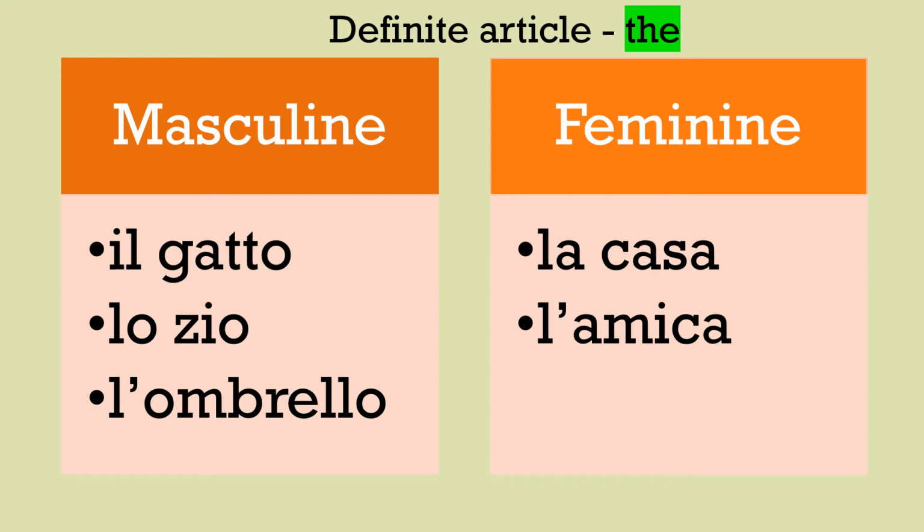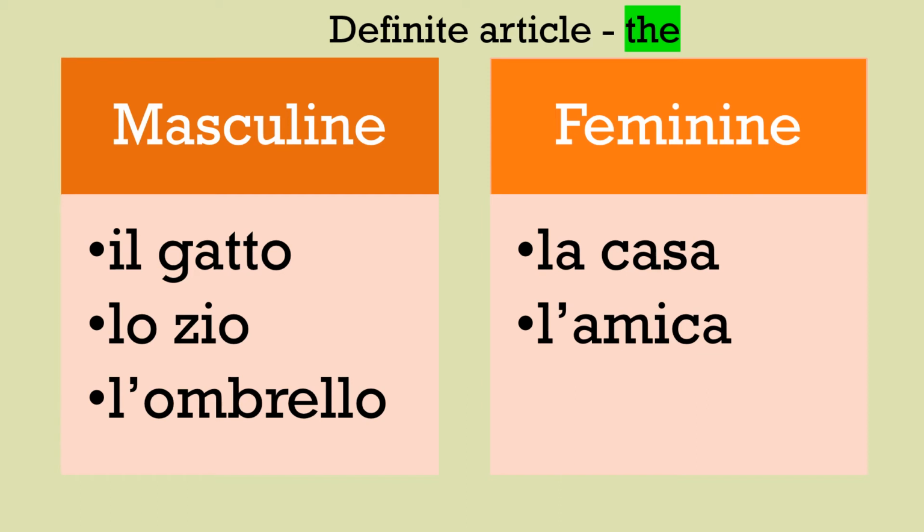Now here are the definite articles used with those nouns from earlier. The masculine ones, we have il gatto, lo zio, l'ombrello. Il is used with nouns that begin with a consonant. Lo is for words that begin with a Z or some S nouns. And then the l' is used for nouns that begin with a vowel.